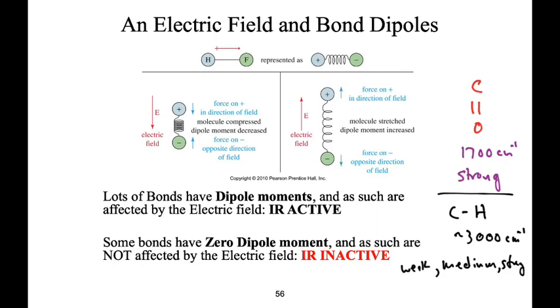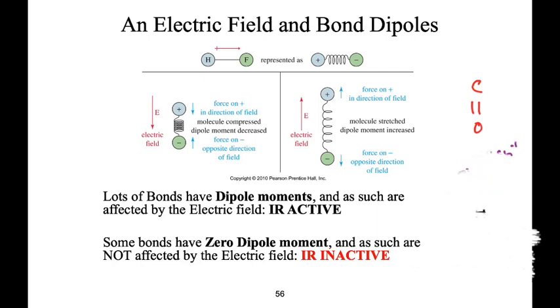And that's where we're referring to bonds as being IR active. Most of the bonds you have studied have been IR active. Why? Because they show up. That's why we look at them. Okay? It is also important to acknowledge that there are some IR inactive bonds that have zero dipole moment. How would we get zero dipole moment? It's got to be the same on each side of it.